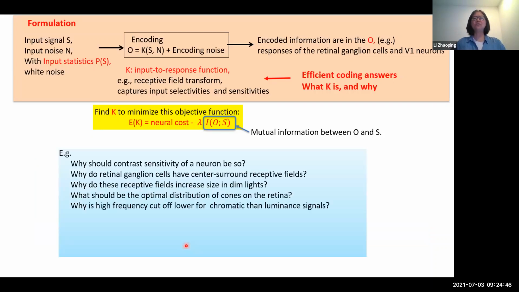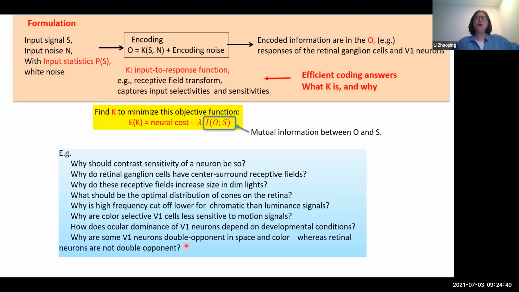And therefore, you can answer all these questions. You plug this in, you can answer all these questions. Why should contrast sensitivity be so? Why should the receptive field have a center-surround structure? Why should the receptive field increase in size in dim light? It's all because of this. Why should the receptive field increase in size in dim light? Because in dim light, the input statistics change and therefore the resolution changes. Why should contrast sensitivity be so? Because you have an input distribution of input sensitivity. Given that, the contrast response should be such that it minimizes that, okay, and so on and so forth.